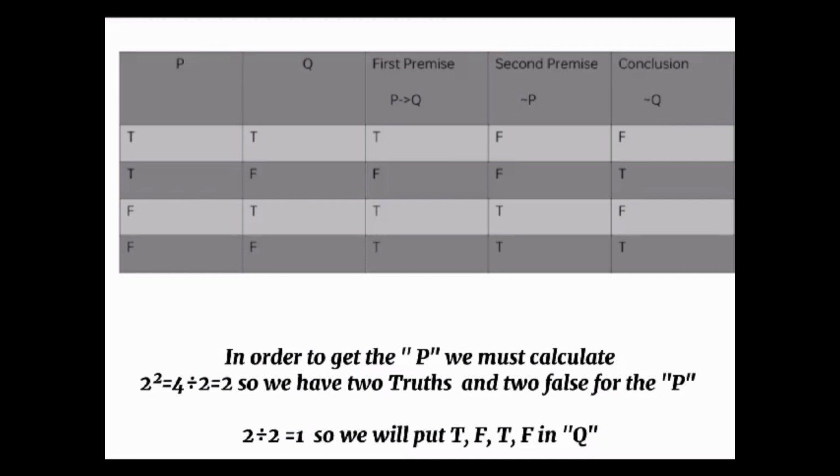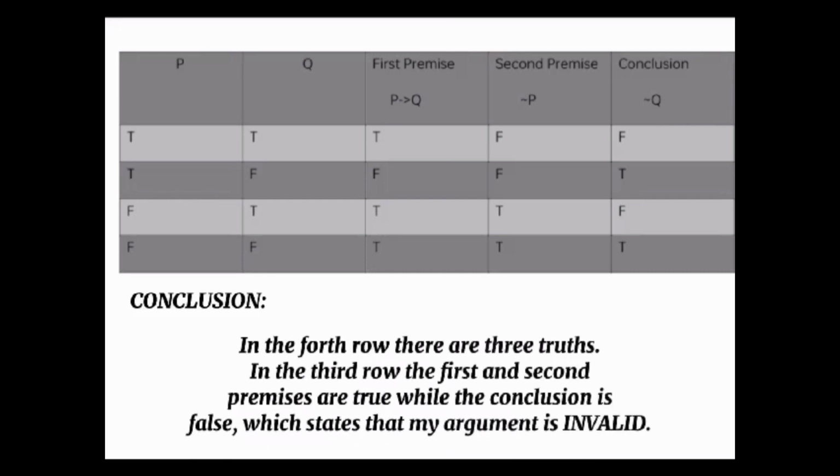And in the first premise, T, because it's true, and false, T and T. Second premise, not P is false, false, T, T. And then the conclusion is not Q, false, true, false, true. So the conclusion is, in the 4th row, there are 3 truths. In the 3rd row, the first and second premises are true while the conclusion is false, which states that my argument is invalid.